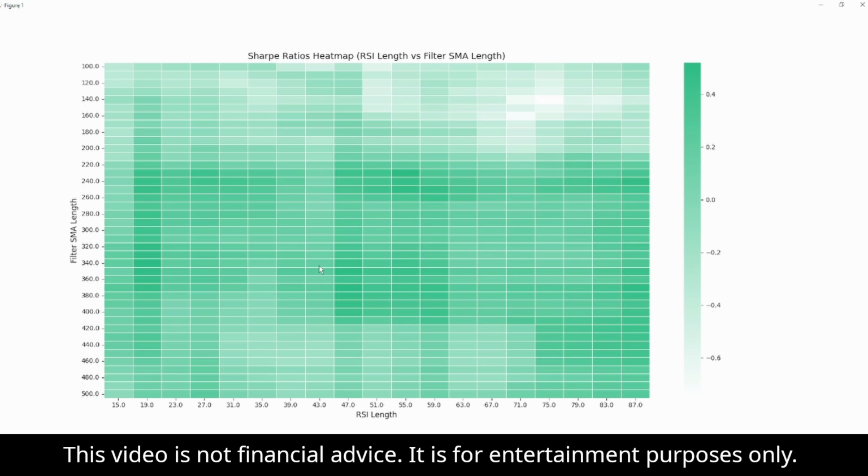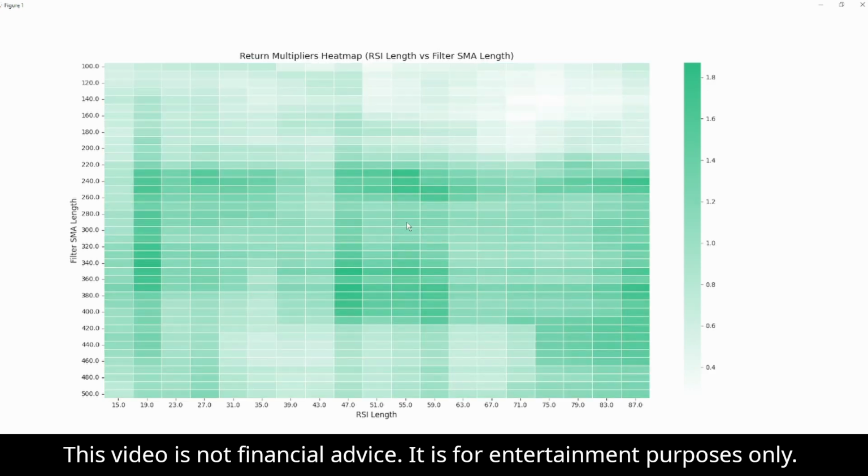Let's look at the return multipliers. Again, we are in 4 hours here. Usually I display them in blue, but I forgot to do so. So the best multipliers are almost 2x, in the middle of the chart. So for an RSI length, again, around 50 and an SMA length of around 300. So let's look at the backtest.